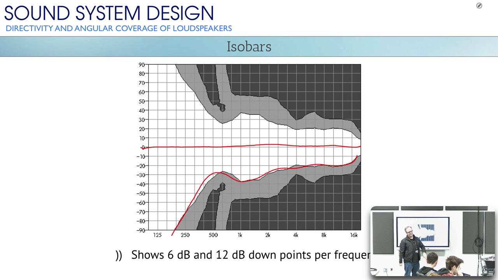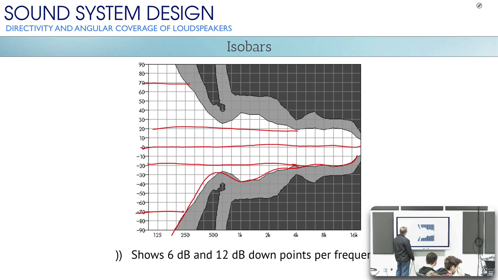So what you're looking at here is you're saying, okay, well, at 4 kilohertz, I'm 6 dB down at 20 degrees over to the right and 20 degrees over to the left. But at 250 hertz, I hit 6 dB down at 70 degrees to either side. Okay? So on and so forth.